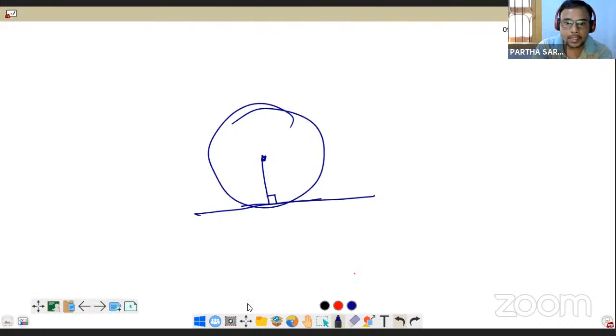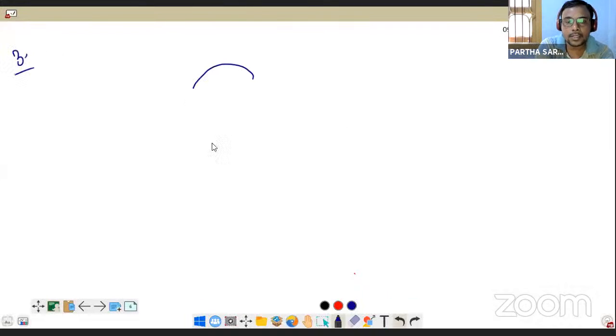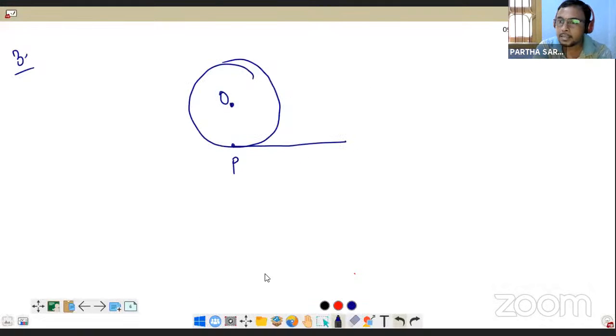Okay. Now let us go to the question which has been given here. They said a tangent PQ at a point P. Now let us write this question number 3. Let us draw a circle. Make this the center, write this as O, and this is the point P. So they say a tangent PQ. This is P and this is Q. We can draw like this. This is also a tangent. Can we draw this? Yes, Ashrar, what do you say?